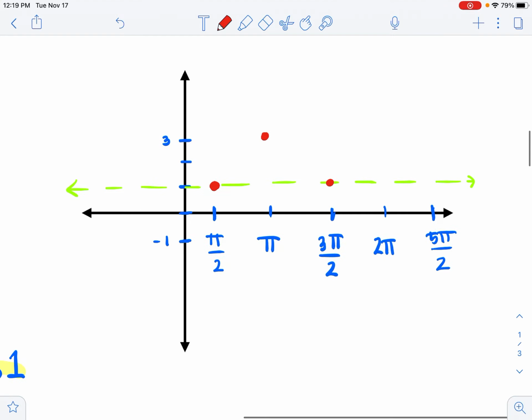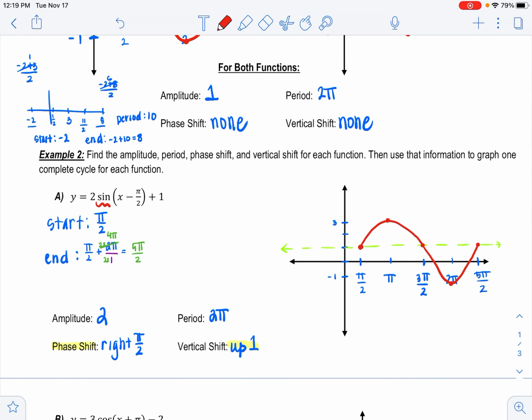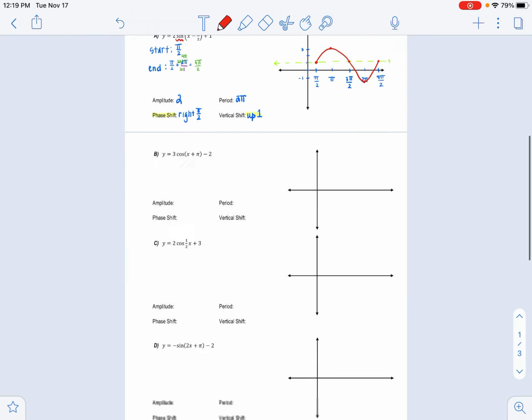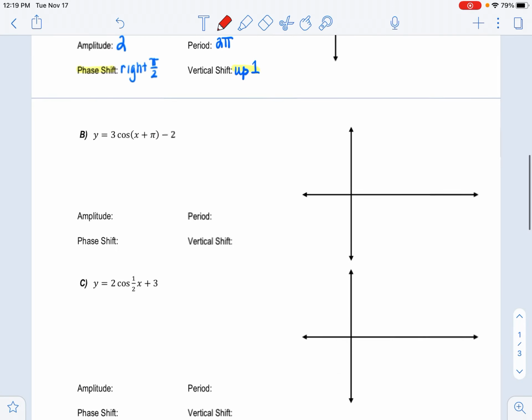Then at my next tick mark, I'm back on. At my next tick mark, I'm below the midline, the lowest it goes, so -1. And then at my last tick mark, I'm back on the midline. Then I can connect my 5 points, and there's my sine function. Okay? All right, let's try another one.